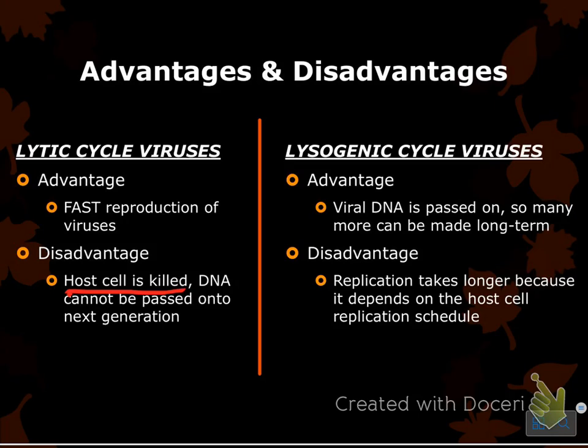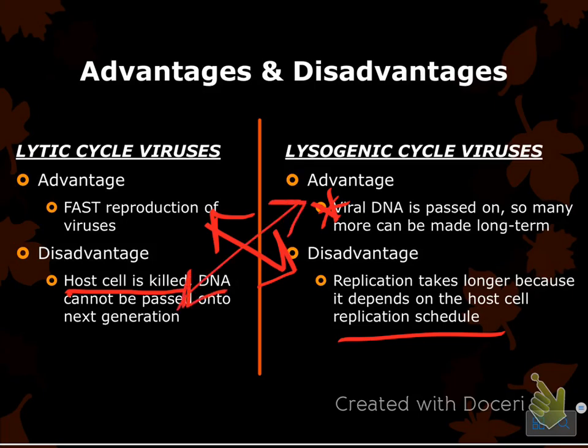Lysogenic, on the other hand, the advantage is the viral DNA is passed on, so it's the opposite of the lytic cycle. The disadvantage is the replication takes longer because it uses the host cell's replication schedule, not its own. So basically, one's advantage is the other's disadvantage. So that's an easy way to keep that straight.